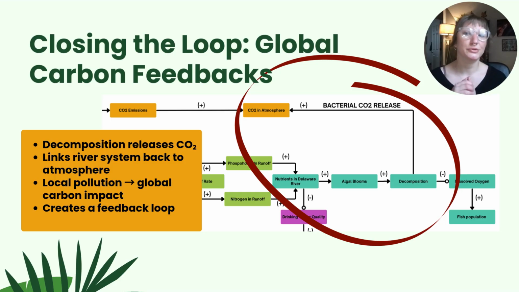So, this slide shows why the system isn't just a straight line, it actually loops back into itself. So when the decomposition happens, bacteria release CO2 into the atmosphere. So now we've come full circle back to the carbon cycle. And that means adding nutrients to the river doesn't just affect water quality, it can also contribute to atmospheric carbon levels. So a local issue, like runoff in the Delaware River, is actually connected to a global climate process. It creates this huge feedback loop where human activity reinforces environmental change.